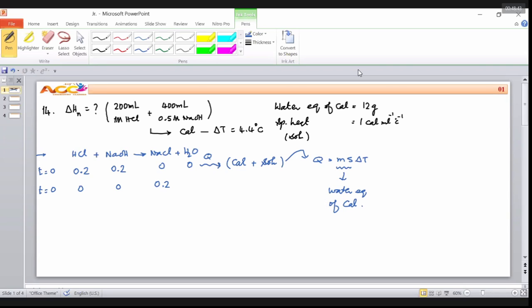What is m? Mass. What is s? Specific heat. What is m into s? It is called water equivalent of calorimeter. Delta T he has given.